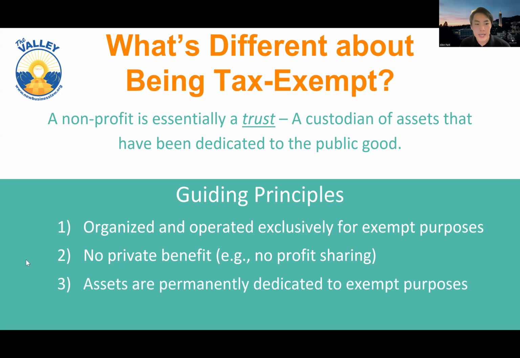The third one is assets are permanently dedicated to exempt purposes. This means that as soon as, let's say, a private asset, someone's donation that's coming from someone's personal savings account, is received by a nonprofit, then it is permanently a public asset. It can't go back. It's really difficult for it to go back to the private realm. So if you take in assets or donations as a nonprofit, you have to make sure that those assets and money remain inside the public realm, and that those assets are used for public purposes or the charitable purposes that we talked about with the first guiding principle.